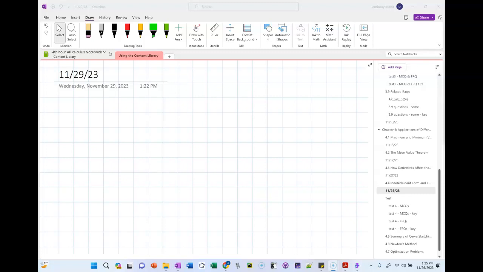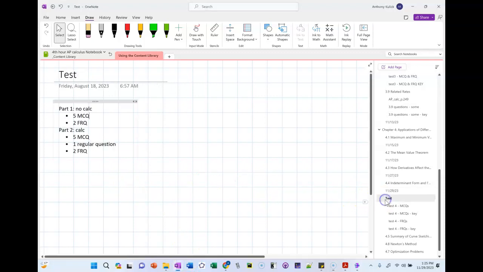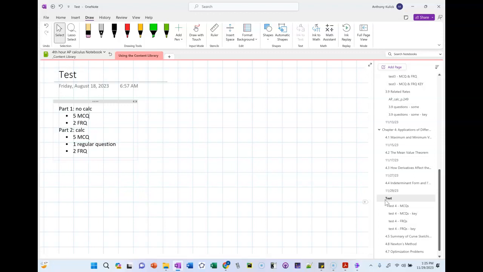So, test Friday. Take a minute and kind of talk about test format. So, 2 parts. Part 1, 5 multiple choice and 2 free response. Part 2, 5 multiple choice, 1 like regular question and 2 free response. When I say regular question, I mean like a homework question where it's not like parts A, B, C. It's just like, do this thing.